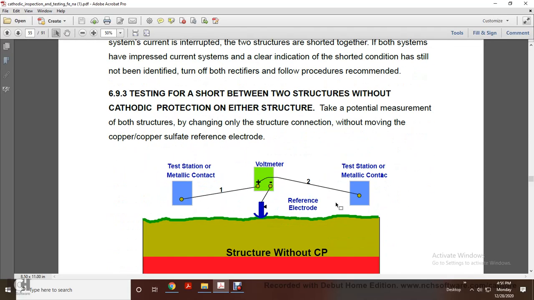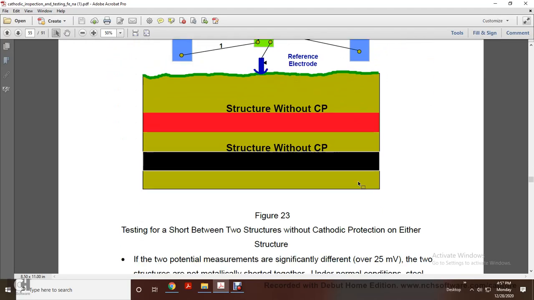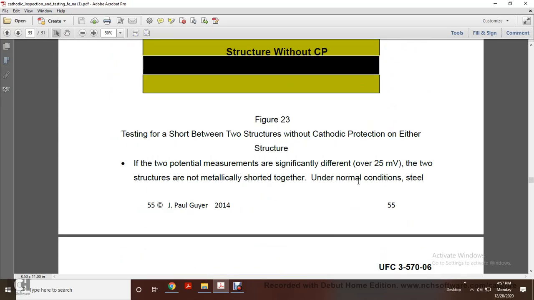Procedure recommended, 693. Test for shorting between the two structures without cathodic protection on either structure. Take potential measurements of both structures. Change only the structure connection without moving the copper-to-copper sulfate reference electrode. Voltmeter test station metallic contact, structure 1 and structure 2, without cathodic protection.